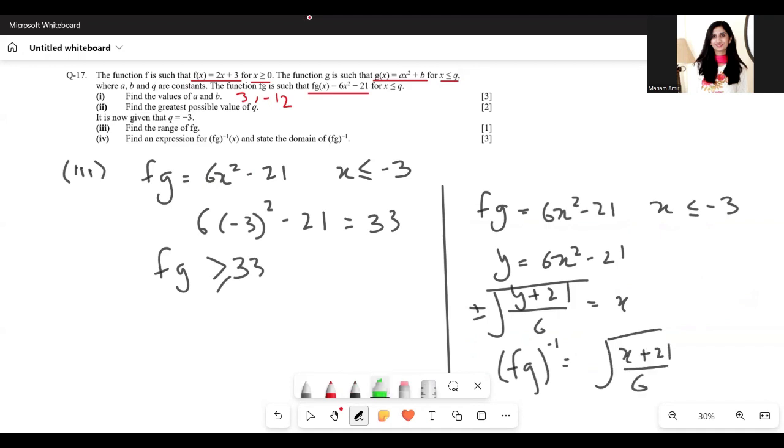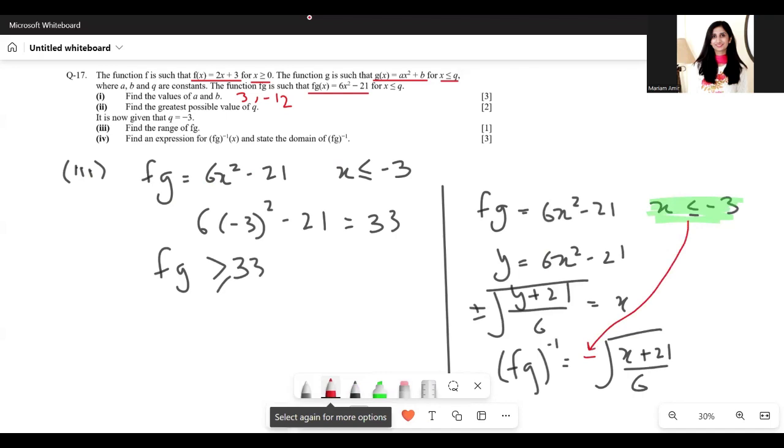Do we choose the positive sign or the negative sign? The domain of fg is x ≤ −3. That means it is decreasing. So the range of fg inverse is also going to be decreasing. So that's why we put a negative sign, because of this less-than symbol.